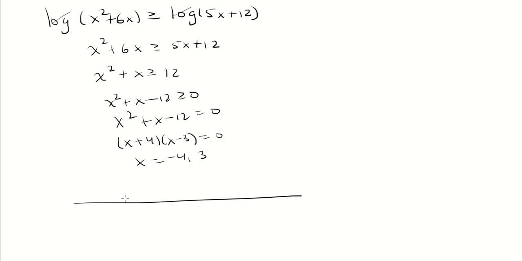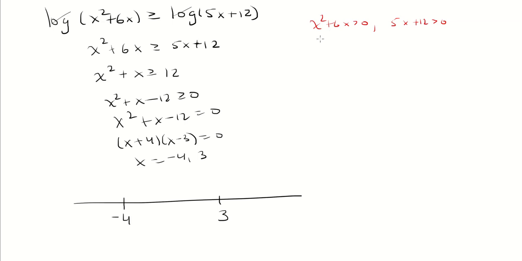So I'm going to draw a number line, negative 4 and 3. We want to make sure that the domain is met. So for the first log, we want x squared plus 6x to be greater than 0. And we also want 5x plus 12 to be greater than 0.